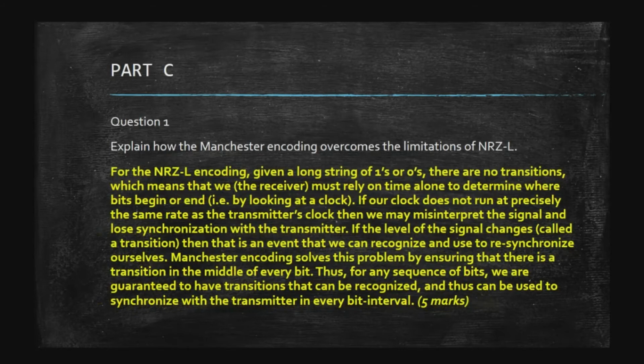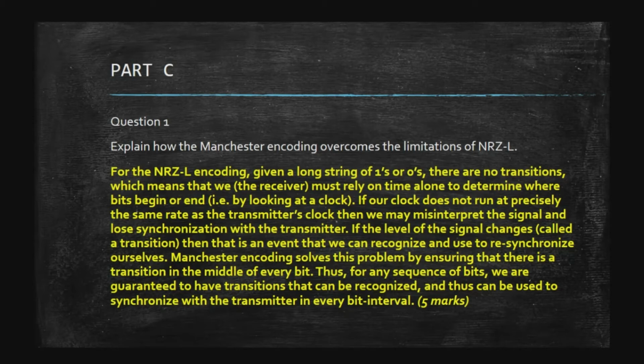Okay, next question, part C. Part C is quite a tough question, quite difficult. Question number 1: explain how the Manchester encoding overcomes the limitation of NRZL. You should know what Manchester is and you should know what NRZL is.